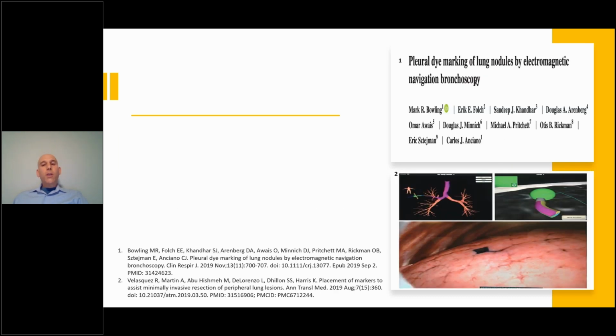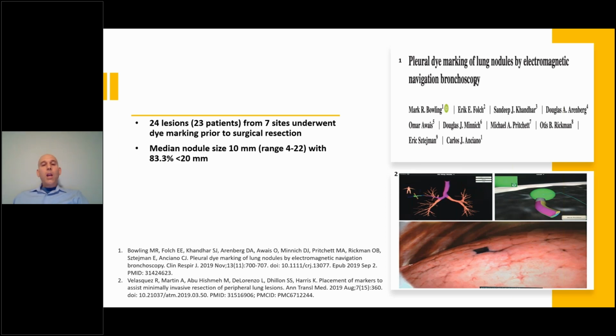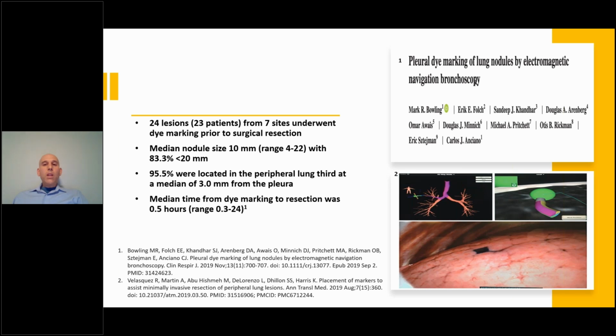If we look at a sub-study or subset of patients from Navigate, what was really interesting about this was there were only 24 lesions from 7 of the sites that underwent dye marking. Now, the median nodule size was small, but there was a decent range there. And significantly, almost 96% were located in the peripheral lung third. Median time from the dye marking procedure to the resection was about 30 minutes, and nothing was longer than 24 hours here.